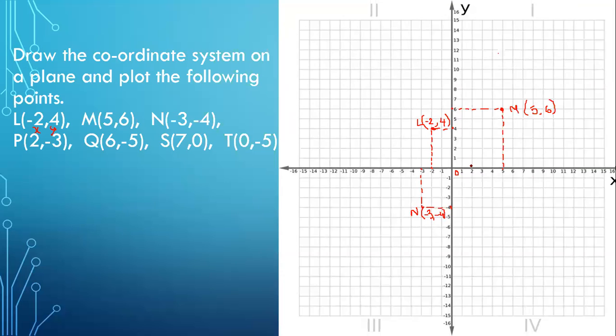So on the x-axis, 2 is here. And on the y-axis, we can see -3 here, right? So start drawing the lines. And here, mark the point as point P, (2, -3).